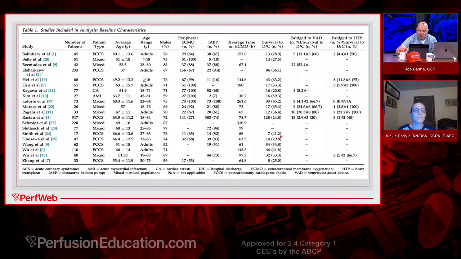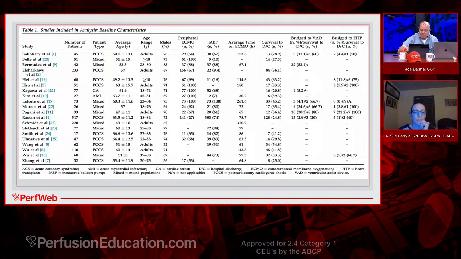That program that we saw with 517, they had 25%, 24.8%, but they were pretty aggressive. They went all the way up to 84 years of age. I think they were a pretty aggressive program. But you can see the numbers are pretty consistent around the 30 to 40% range, some lower, but around that area, which you would expect with VA ECMO.